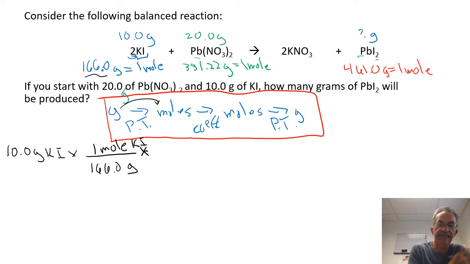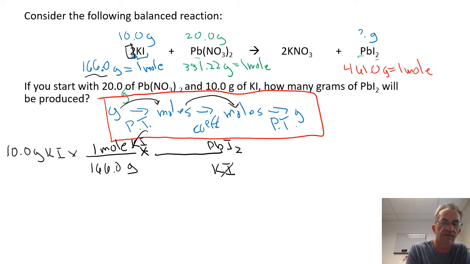Now the next thing is to go from KI to the compound I'm asked about. Moles of one thing to moles of another. That means we're using our coefficients. So I'm going to keep on going. I'm going to put KI on the bottom. I'm going to put lead iodide on top. Now the way we get from one compound to another again is the coefficients. So KI is going to be on the bottom, so it cancels, right? So that means we have to put its coefficient on the bottom, which is, oh, that got a little messy there, a 2.